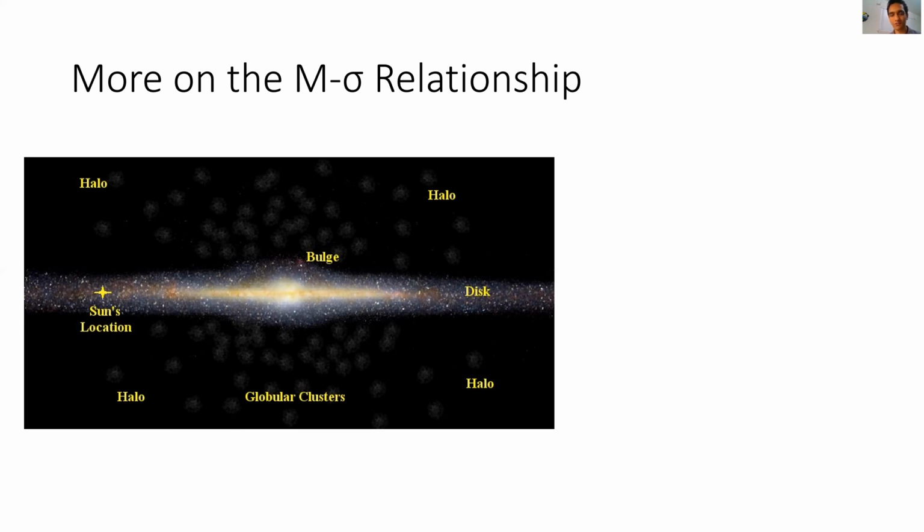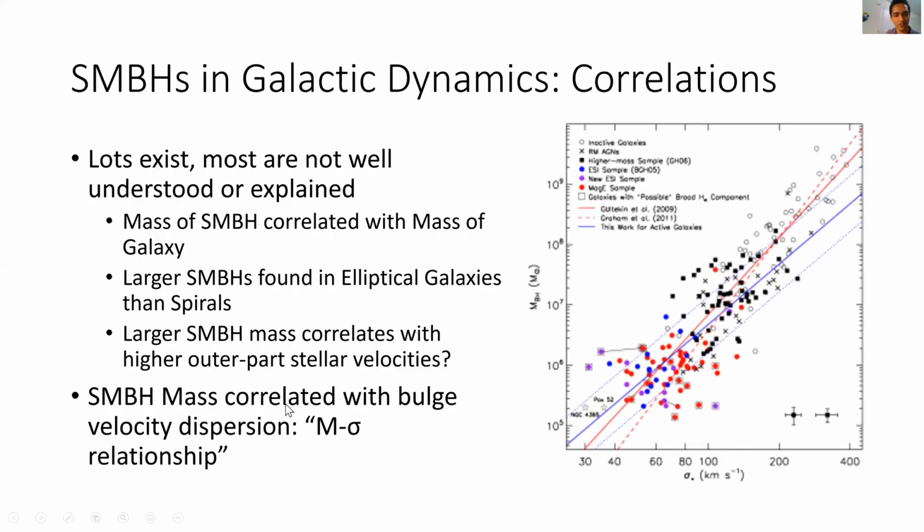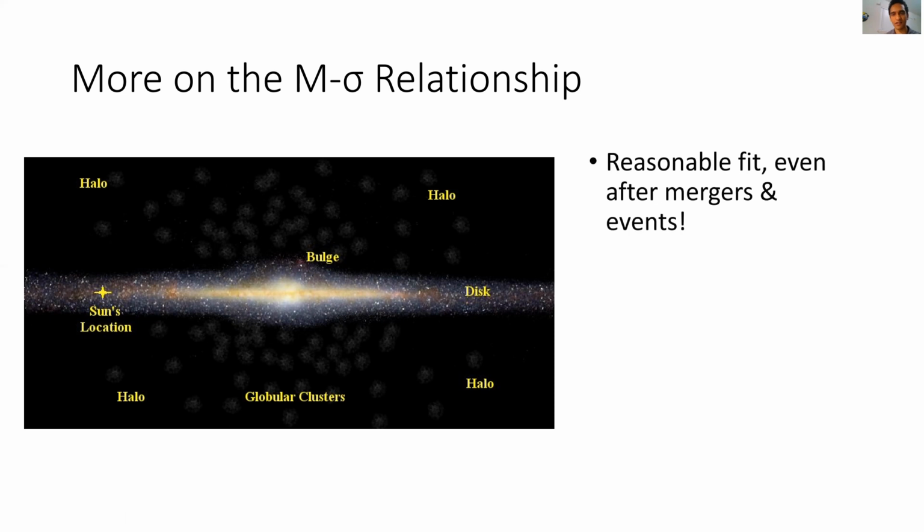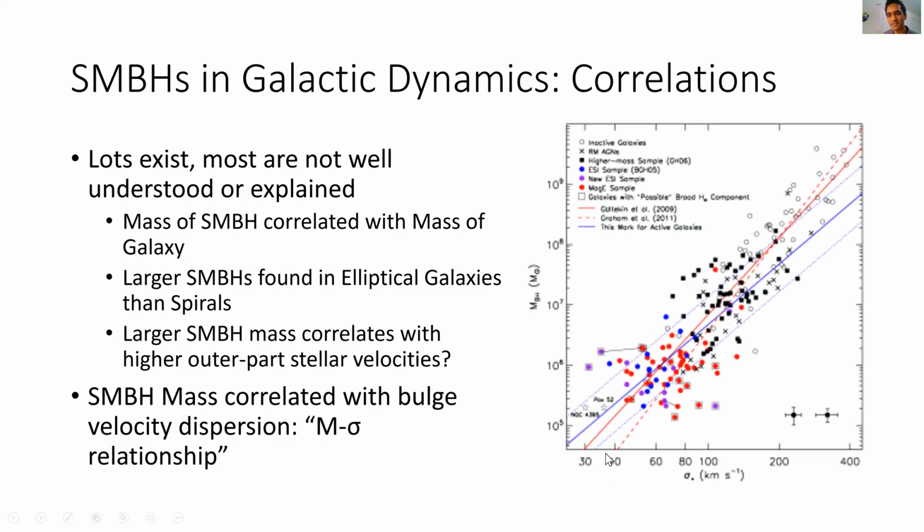So rather than the absolute velocity of any given star, what we care about is the dispersion of the velocity. Dispersion is a stand-in for a statistical measure of spread, usually standard deviation or interquartile range. So we care about the dispersion of velocities around the mean. And yes, that M sigma relationship, that graph over here, is a reasonable fit.